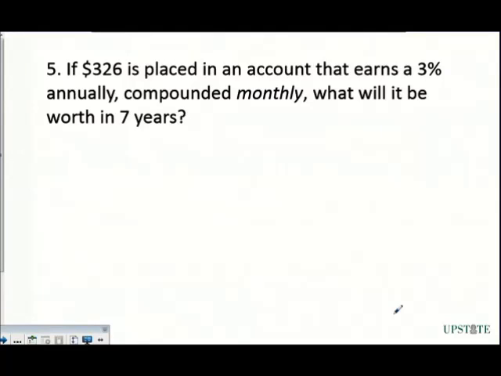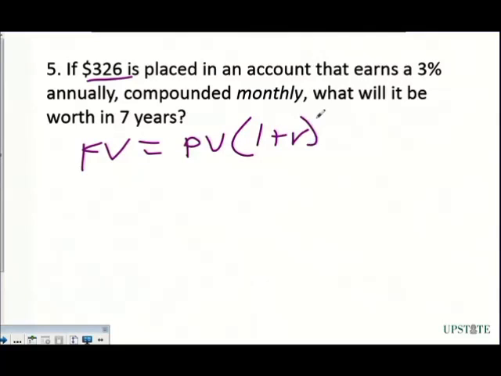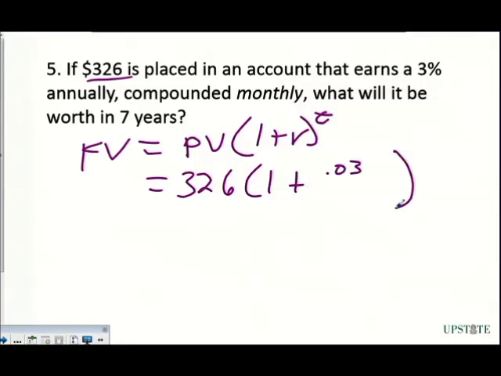All right, now number 5. If $326, we're just here going to be computing what the value of putting $326 in an account. So we're going to use our basic equation here that our future value is equal to our present value times 1 plus r raised to the t power. Okay? So we have a present value here of $326. And then we have 1 plus our r. We have an annual rate of 3%, so that's our 0.03. And that is going to be raised to our t, so that's going to be 7 years. Right? This is what it would look like if we were computing it annual. However, we are not computing this annual.